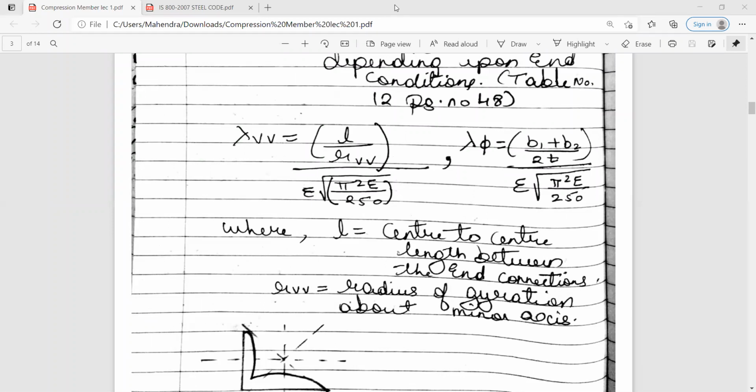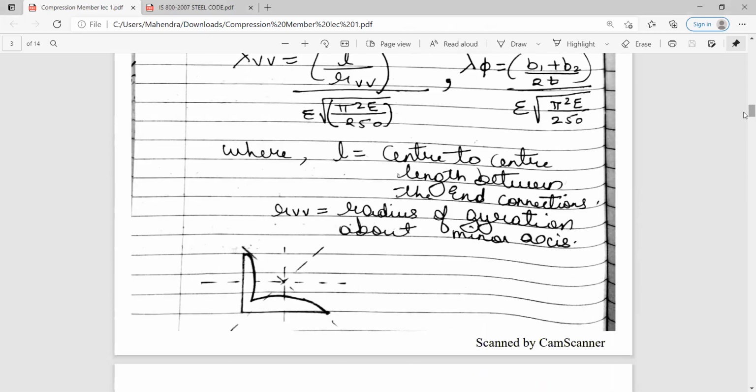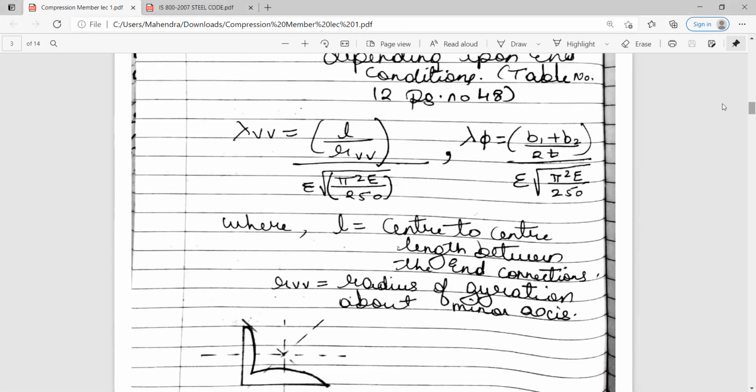वहाँ पे L क्या है? L is nothing but center to center length between the end connections, and RVV is nothing but the radius of gyration about the minor axis. So just note down this formula for lambda VV and lambda phi. Here the angle section is being shown to you. On the same page number, you have these formulas in your IS 800 2007. No need to learn these formulas.